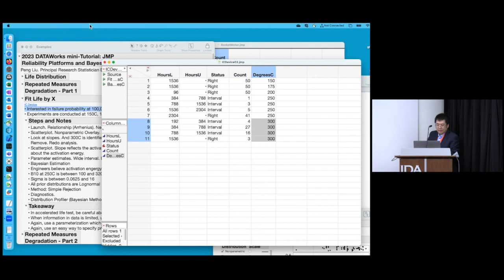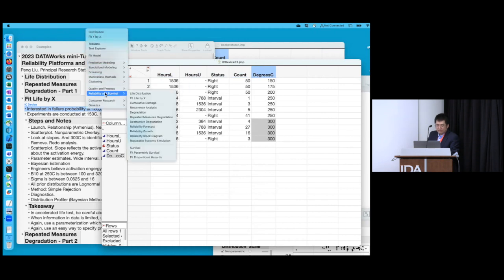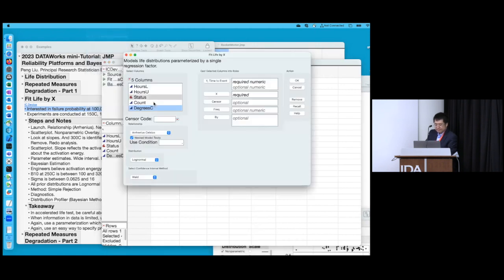To analyze that, go to the Analyze menu, Reliability and Survival, and FitLife by X. We put the 2-time columns into Y, count into Frequency, and degrees C into X. Now you need to decide which acceleration mechanism to apply. Here it's called Arrhenius Celsius, the Arrhenius relationship using the Celsius unit.